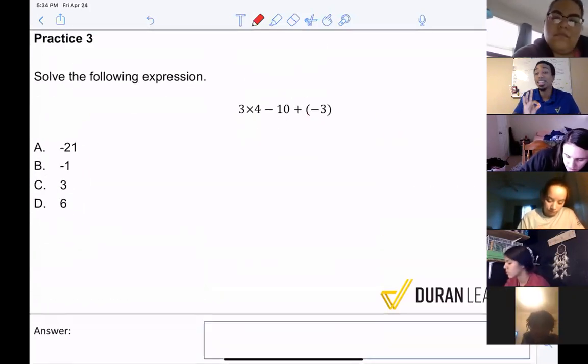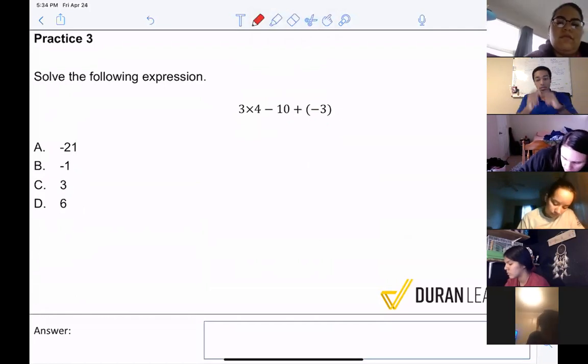Just outline those steps and then do it. That's how you build confidence.